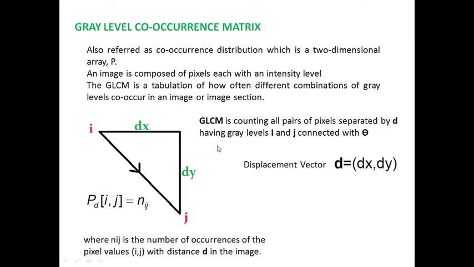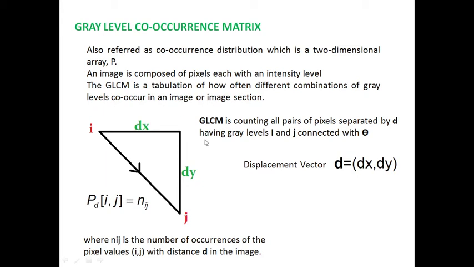Okay, so what is this GLCM? Let us have a look inside it. This GLCM, gray level co-occurrence matrix, also referred to as a co-occurrence distribution, is a two-dimensional matrix denoted by P. An image is generally composed of pixels with intensity levels. So a GLCM is nothing but a tabulation of how often different combinations of gray levels occur in an image or an image section.